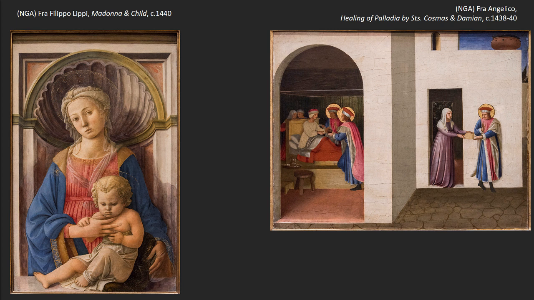So this is before all the troubles happen, right? Here he's still a monk at this point. And it gives us this small devotional image of the Virgin and Child, right? It's not that small.